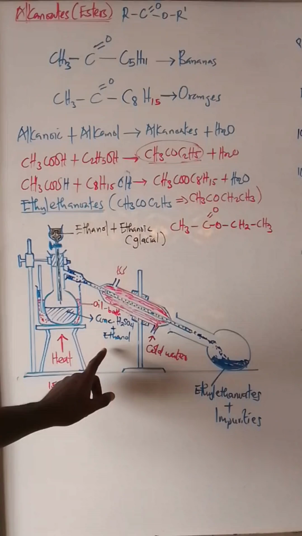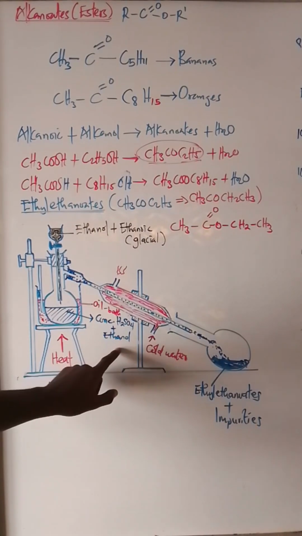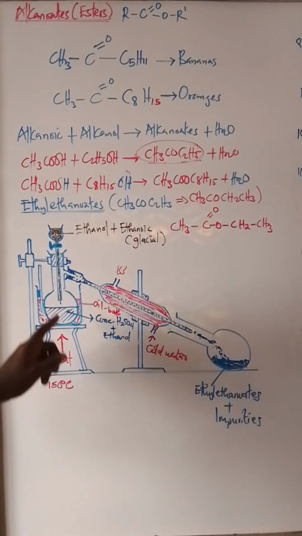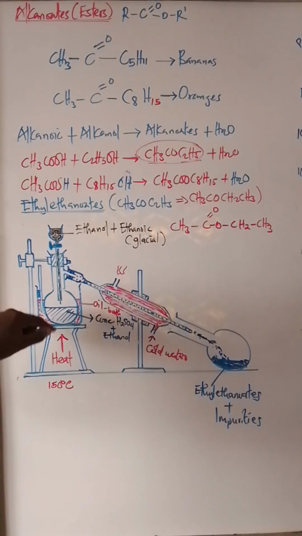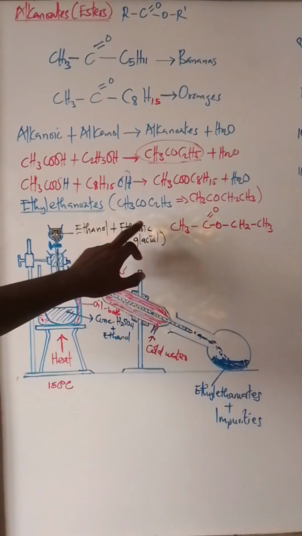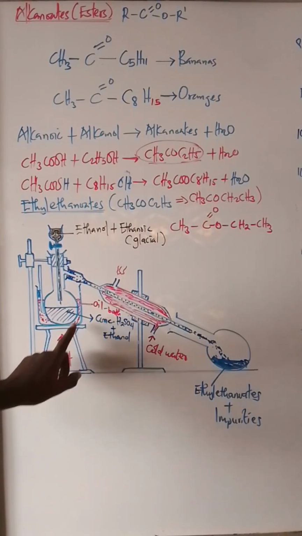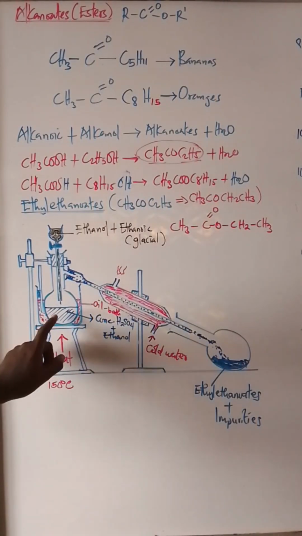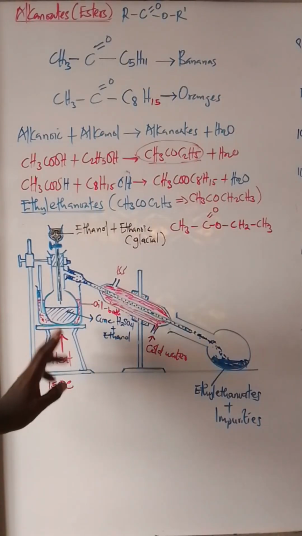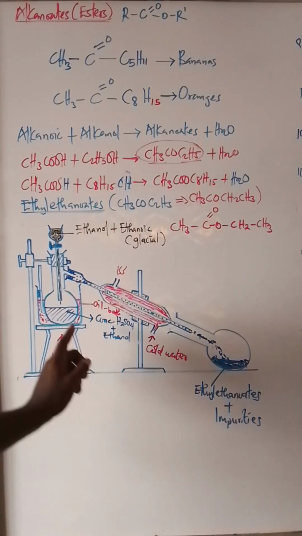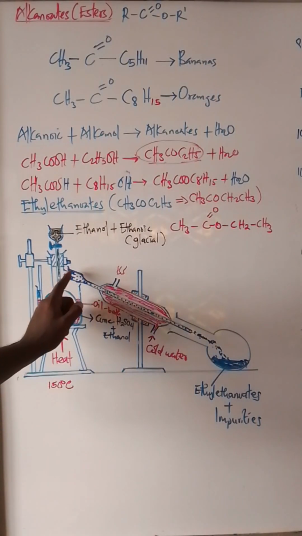First, we mix equal volumes of concentrated sulfuric acid and ethanol. We shake them and we add drops slowly of ethanol and glacial ethanoic acid. So this drop is added, and this is through this oil bath. So this is heated up to about 150 degrees Celsius, and what happens at that temperature? We'll see ethyl ethanoate being distilled out. So it comes out as vapor.